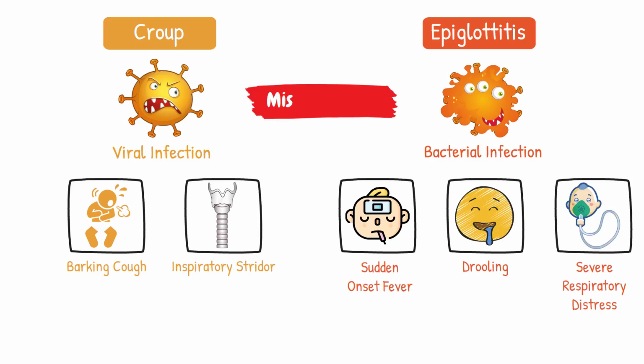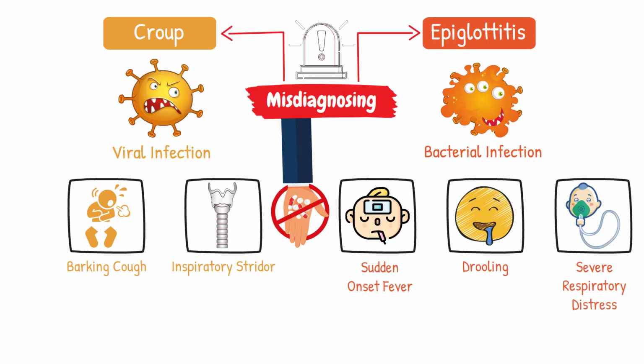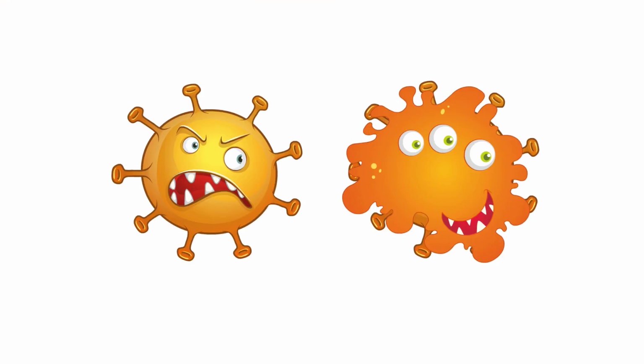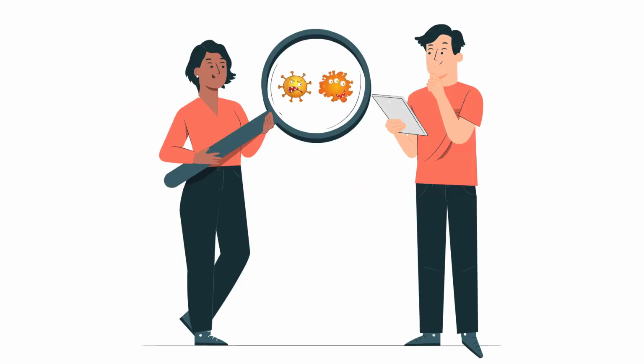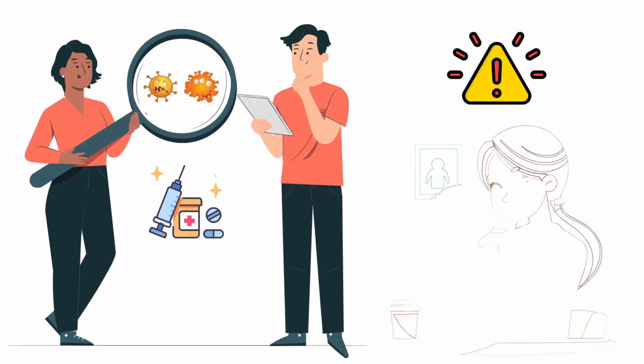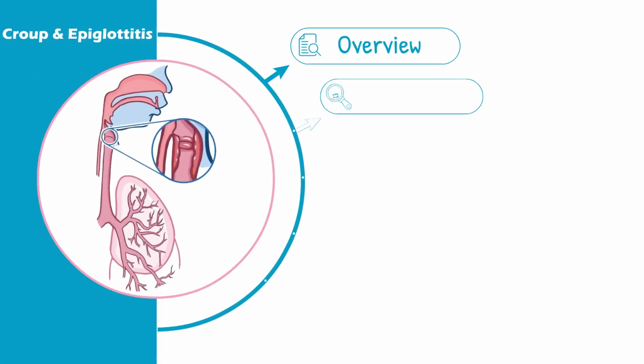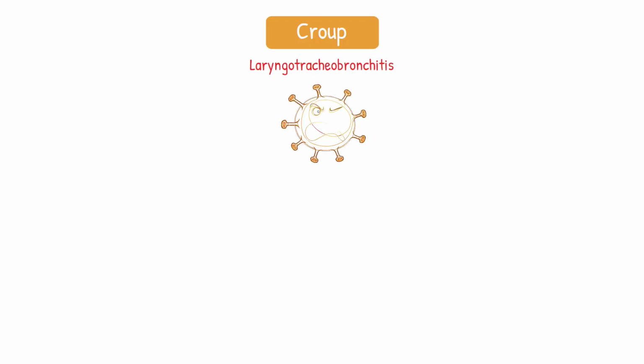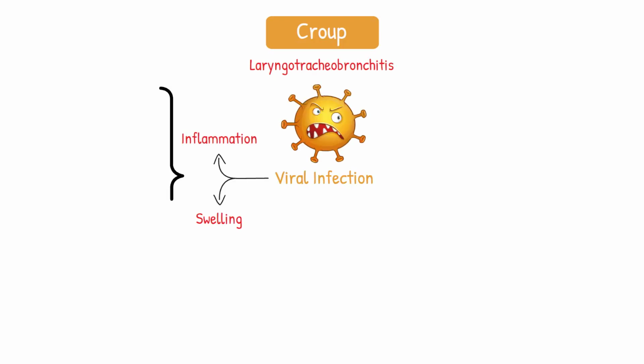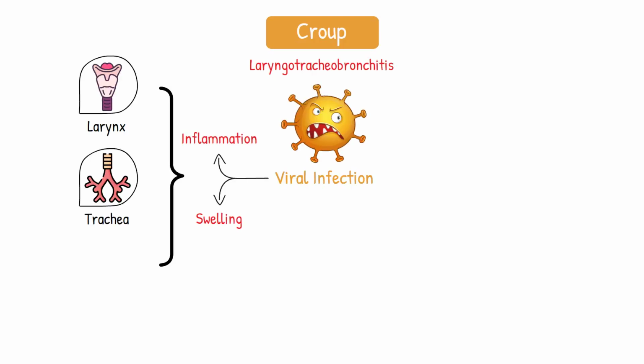Since misdiagnosing these conditions can lead to inappropriate interventions and severe complications, mastering their identification and treatment is essential for safe and effective patient care. First, let's talk about croup, or laryngotracheobronchitis. Croup is a viral infection that causes inflammation and swelling of the larynx, trachea, and bronchi.